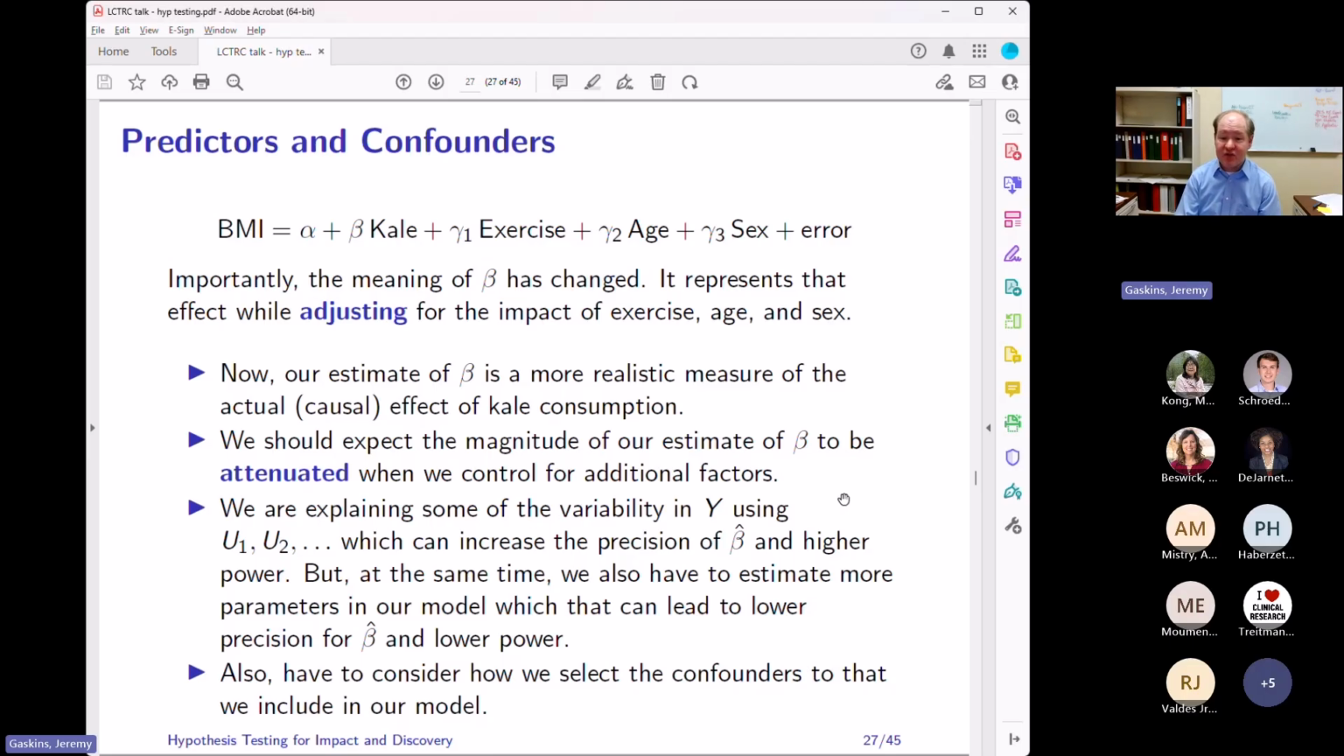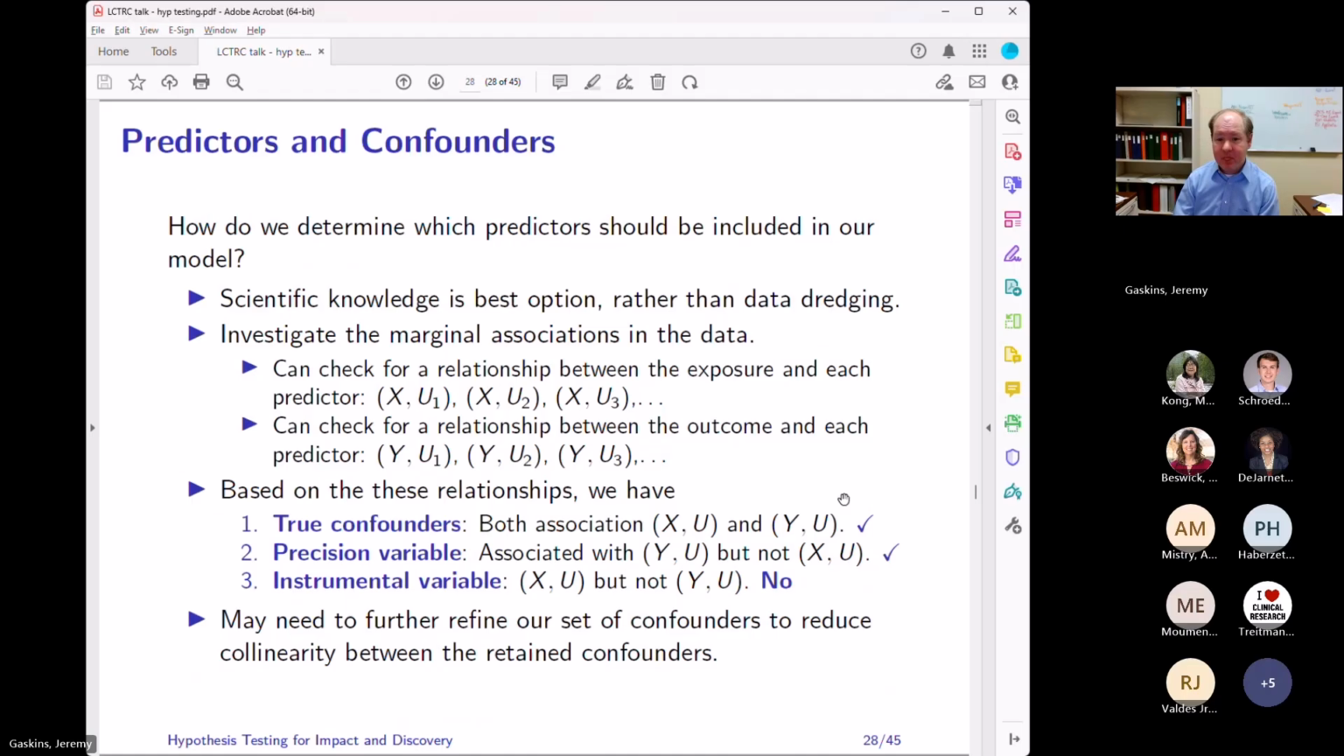On the other hand, if I'm including more predictors in this model, that is going to counteract that, and that can actually negatively impact my precision. And so I have to be really careful about adding the predictors that are going to help me, but not adding too many predictors, or else I'm lowering my power.